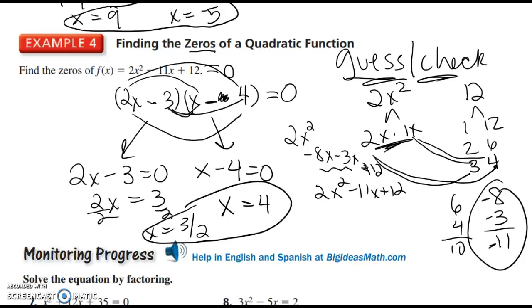Now 3 halves would have been difficult to see on a calculator, and we definitely could not have solved this using square roots because we had a bx term. This is solving by factoring. You definitely need to have your factoring skills ready before trying to solve by factoring.